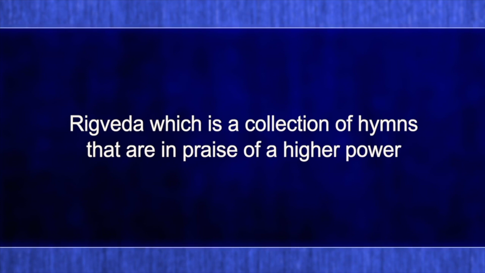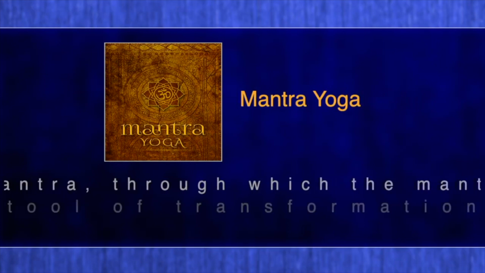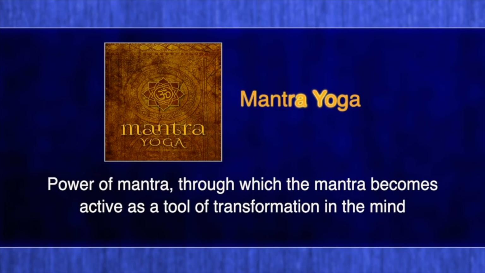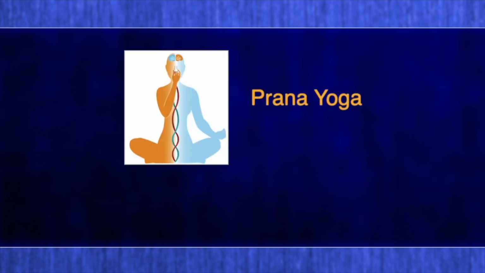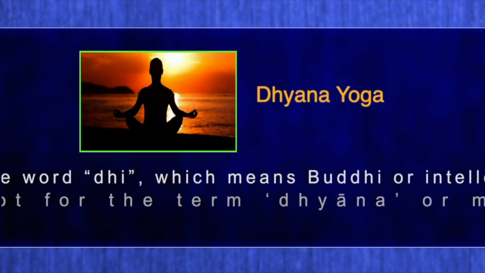The other 3 Vedas are Yajurveda, knowledge of yajna, Samaveda, knowledge of chants, and Atharveda, knowledge of worldly affairs. In the Vedic period, it was considered that the means to higher attainment was the knowledge revealed to sages from the universe through meditation. It comprises 3 yogas: Mantra Yoga, where the power of mantras becomes active as a tool of transformation in the mind; Prana Yoga, through pranayama, which energizes the vital force; and Dhyana Yoga.